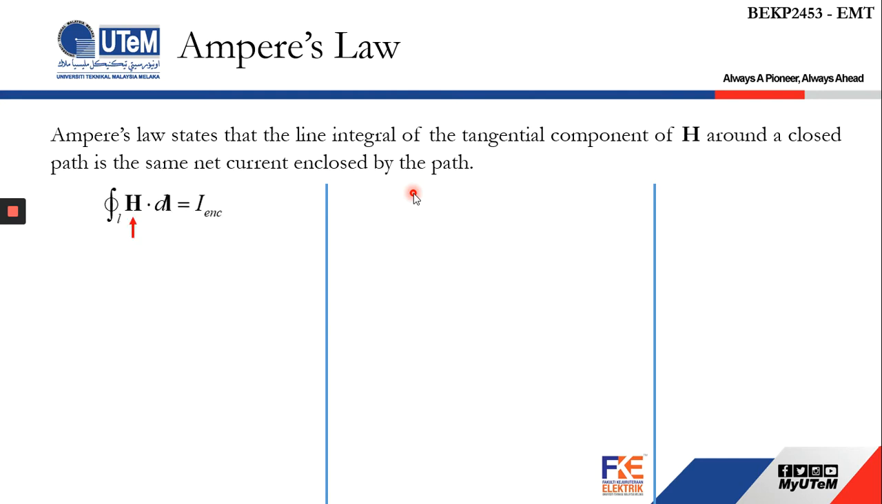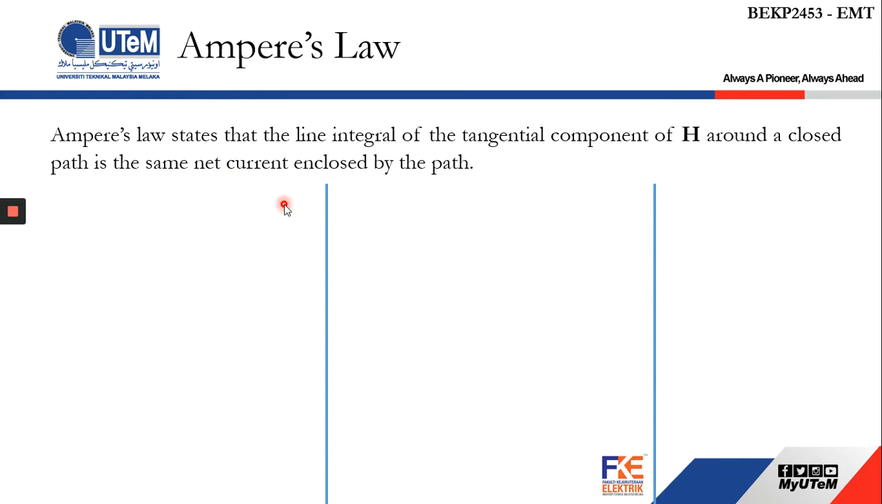Better if we represent it as a mathematical equation. Ampere's law basically states that if you have a magnetic field intensity and you integrate it over a closed line, then you will get the total current enclosed by the closed line. If you check the units, H is ampere per meter. If you integrate over a line, you get meter. So the meter cancels out and you get the total current in amps.